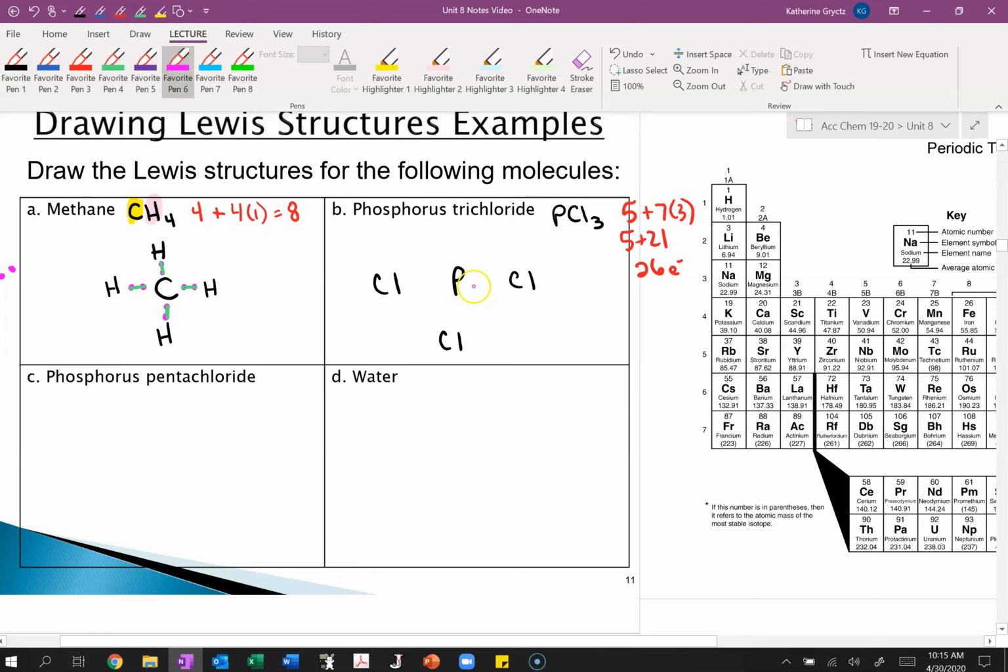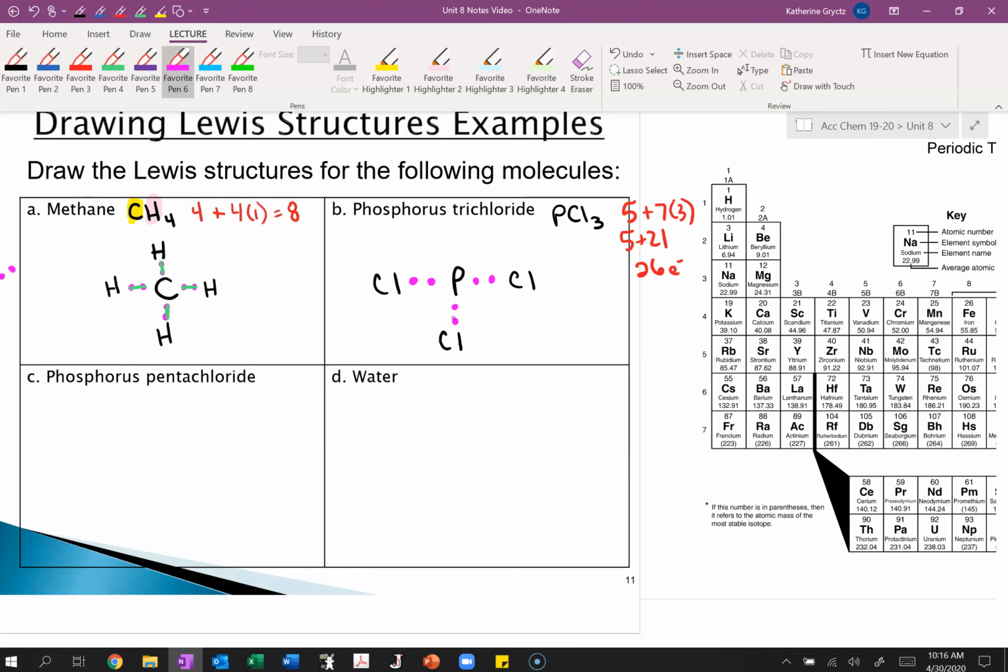So first up, I'm going to connect them all to the middle. So I've got 1, 2, 3, 4, 5, 6. I still have 20 more to place. And so the next thing that you're going to do is you're going to go around the outer atoms. You've got to start with the outer atoms, and you're going to fill their valence shells up. So for most atoms, that means just go to 8. 8 is usually the valence shell because S2, P6.